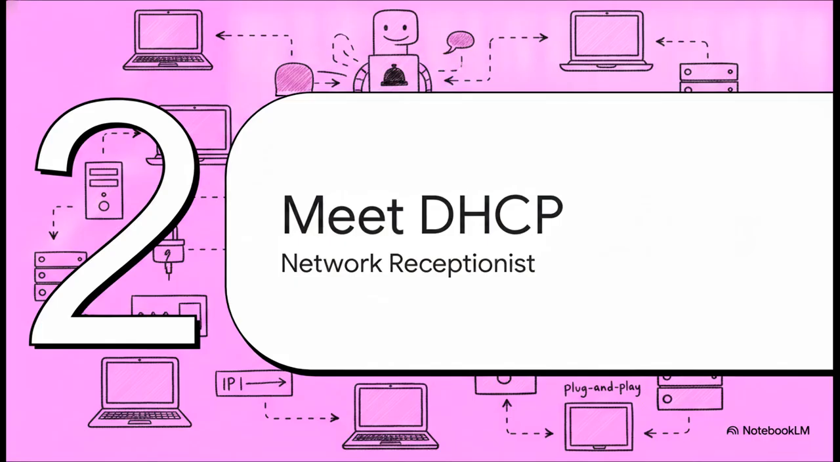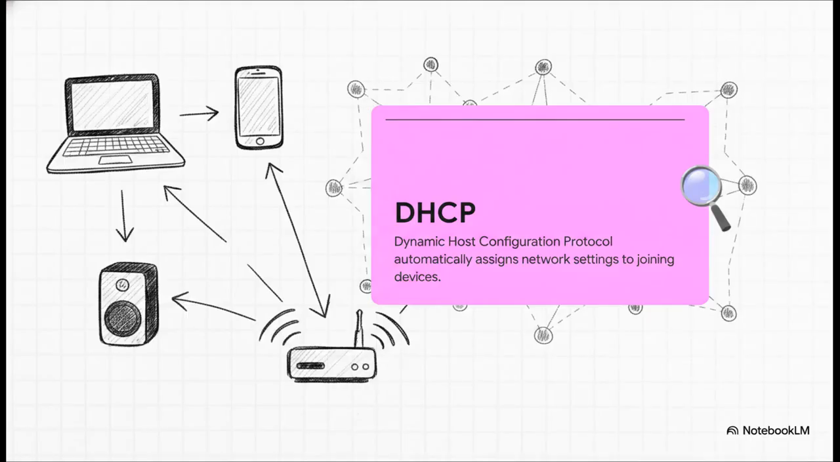Which brings us to Section 2, Meet DHCP, the network receptionist. Let me introduce the actual hero of our explainer today, the protocol that completely solves that manual configuration nightmare and makes true plug-and-play networking a reality. Enter DHCP. That stands for Dynamic Host Configuration Protocol. Its entire job is brilliantly simple. It automatically assigns network configurations to devices joining a network.